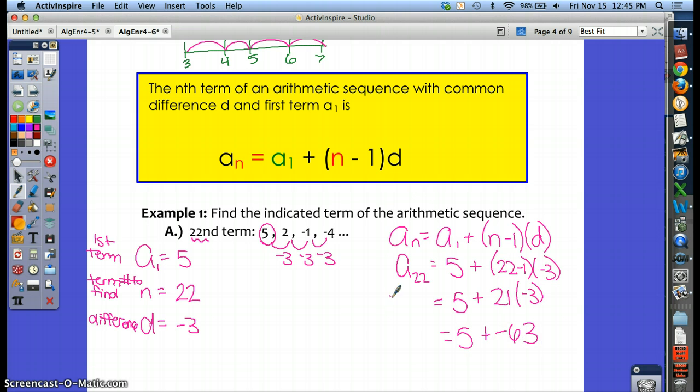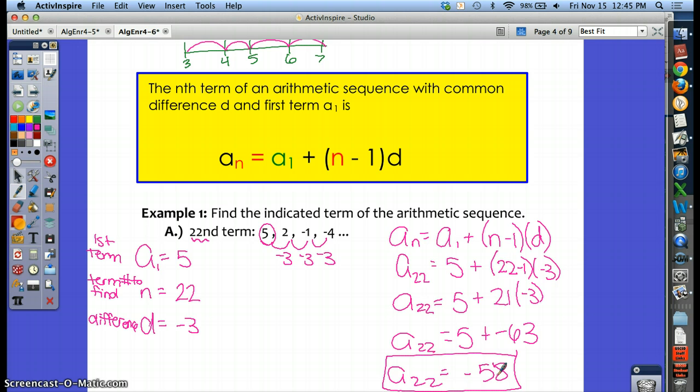So I want you to be doing it on your paper. Hopefully you're going ahead of me a little bit. That would be great. The 22nd term is going to equal what then? Did you get negative 58? That's what I have, so hopefully you have it too. Keep this label on your answer because this says the 22nd term is negative 58.